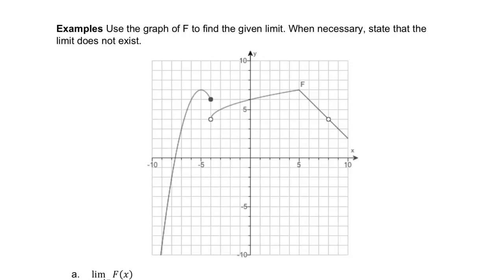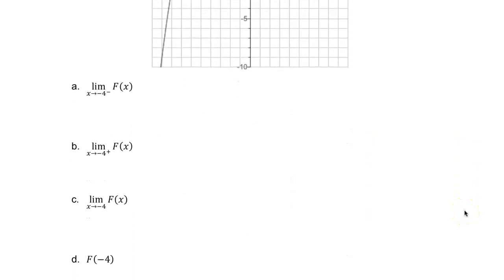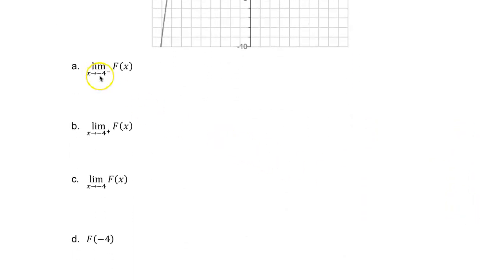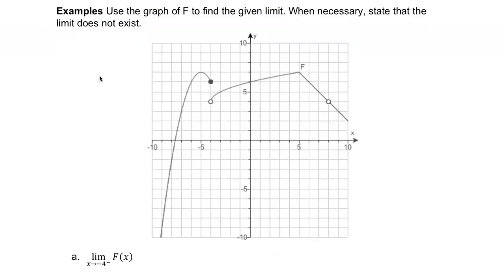Here's the third set of practice problems, or examples, where we are using the graph of f to find the given limits. When necessary, state that the limit does not exist. So same exact picture we were working with, but this time we're interested in what's happening at x equals -4. So I'll do the same thing. I'll copy this and paste it up here. See what's happening at -4.